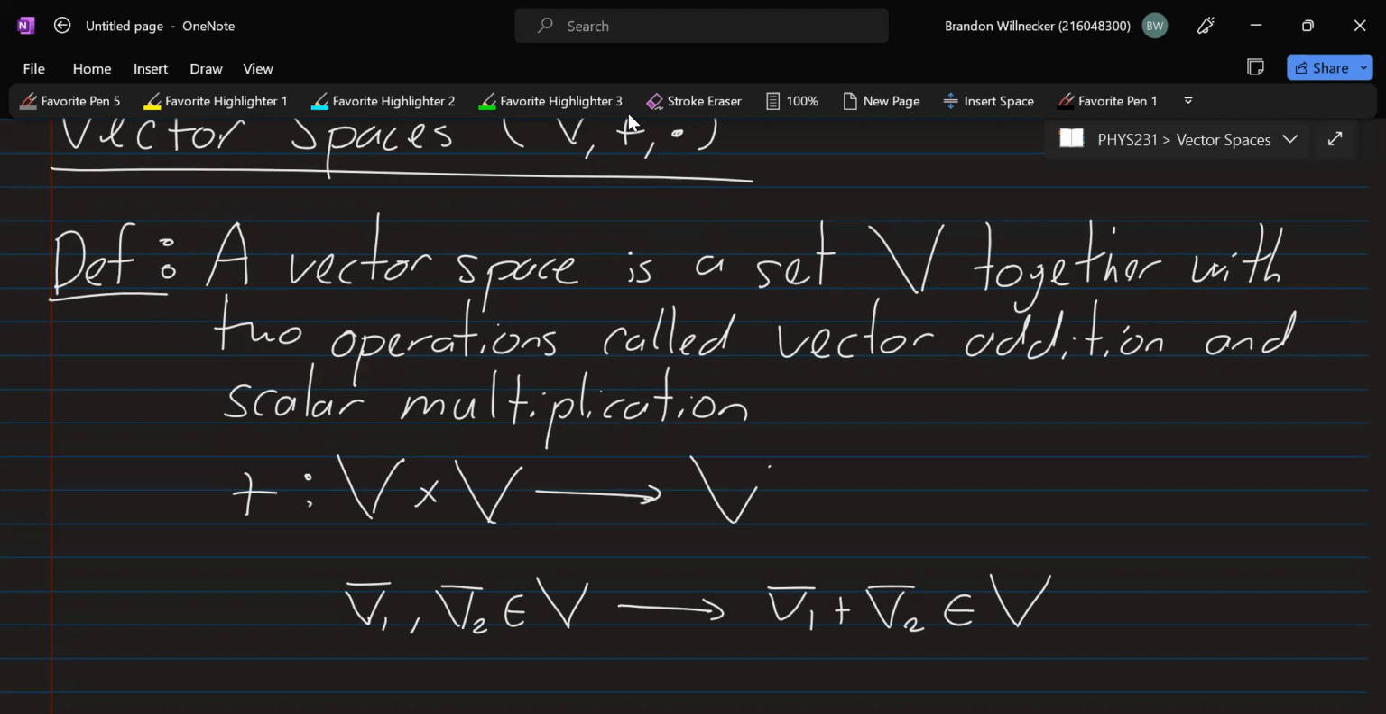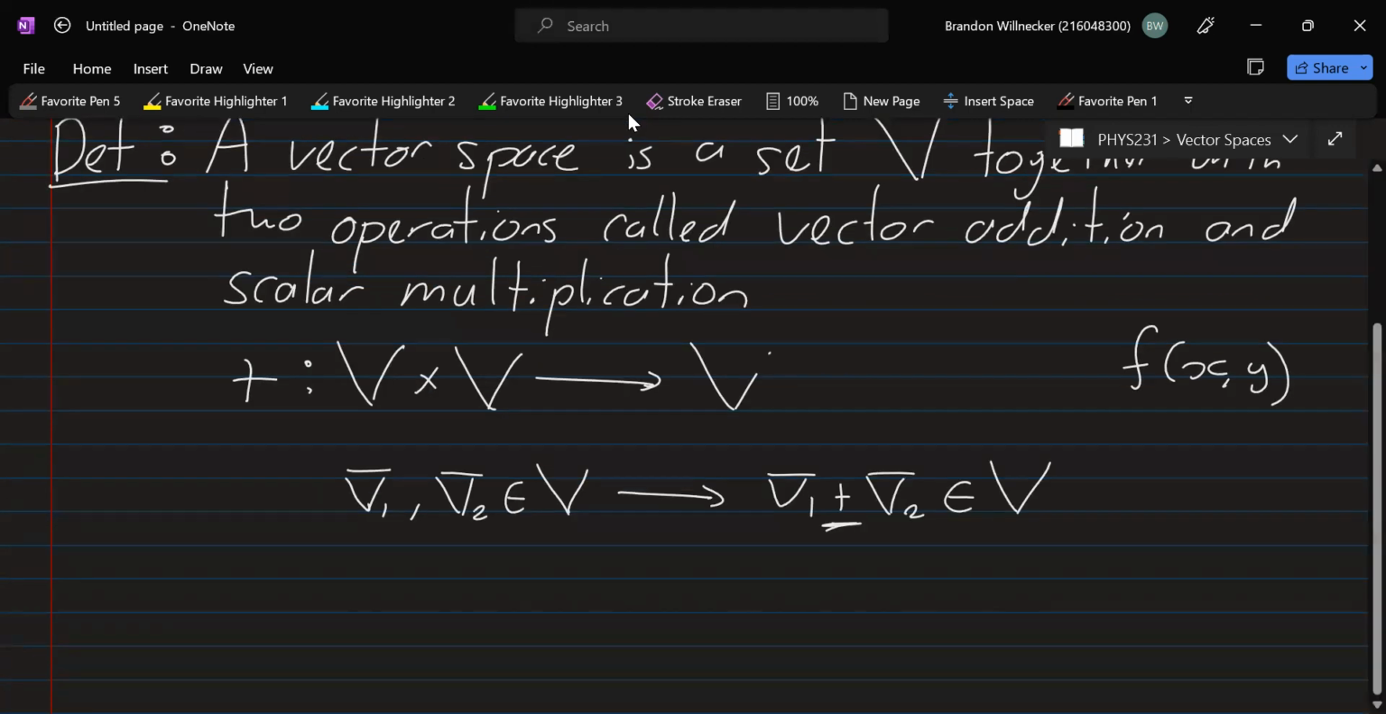Okay, so usually with maps, we write the name of the map in front, like f of x y. But here we put it in the middle because we treat it more as an operation, like you would with plus, minus, times, divide, and so on, rather than a function. Okay, but it is defined as a function or as a map. Okay, so that's the addition.